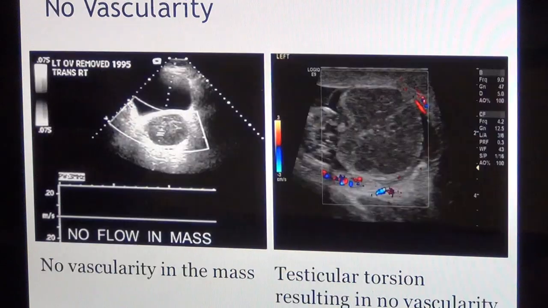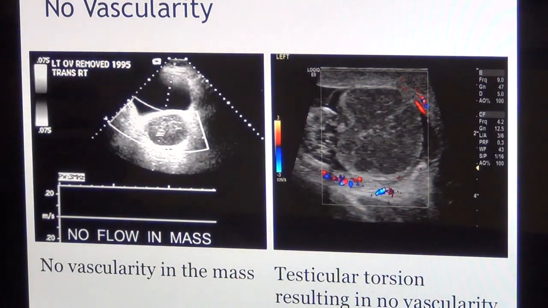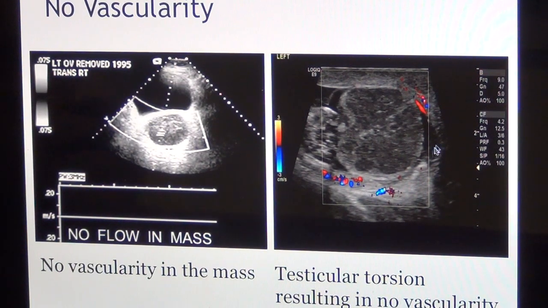Now, no vascularity. Look at here, this is testicular torsion. There is vascularity around the torsion, but there is no vascularity inside the testis, and I will say the testis is dying. I see the necrotic area. Okay, hypoechoic, edematous and necrotic area. So this is testicular torsion, and you can see the scrotal wall is thickened too.